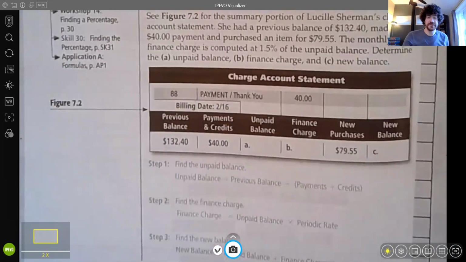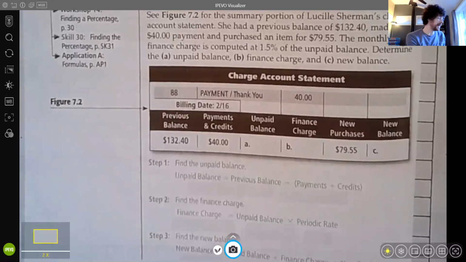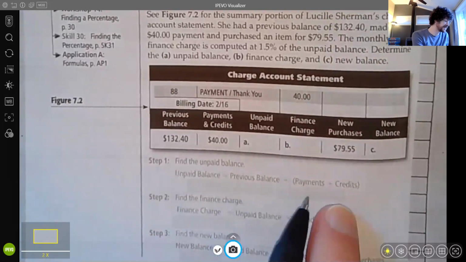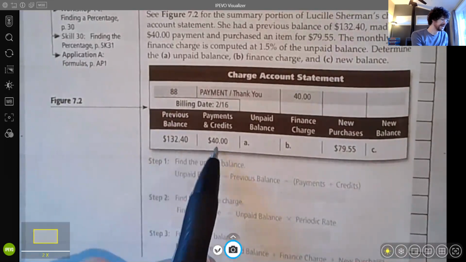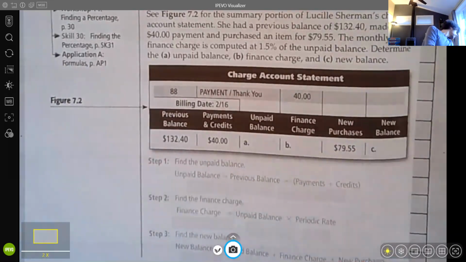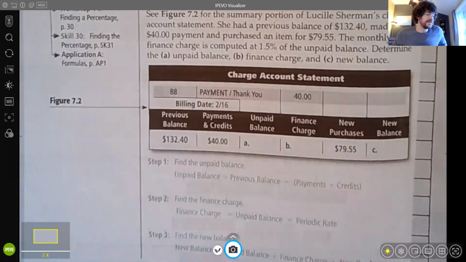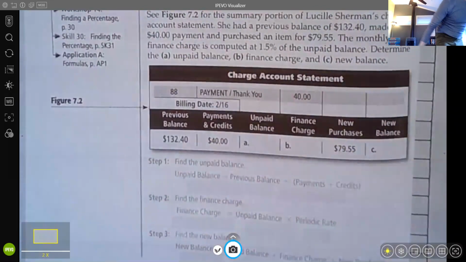So that means we're going to have calculations of $132.40, the previous balance, minus the payments and credits. So $132.40 minus $40. And my calculator has fallen, so let me go grab that real quick. All right.